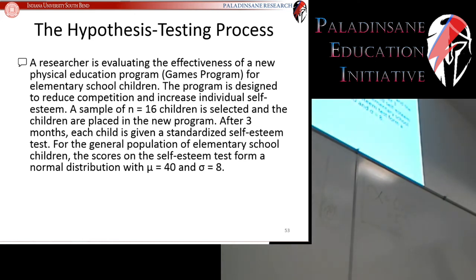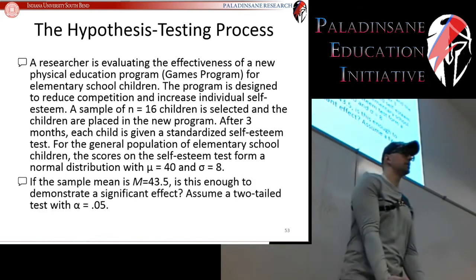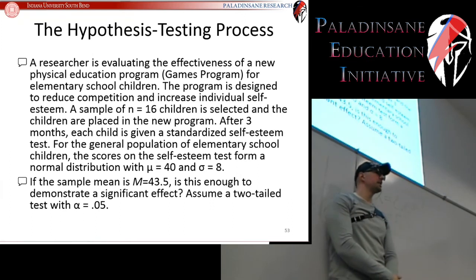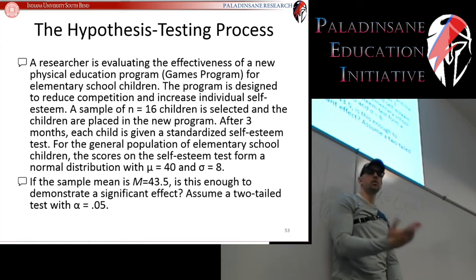So we put them into this program. After the 3 months, we give them this standardized test. And we find out that the sample mean for our sample of 16 students is 43.5. So is this enough to demonstrate a significant effect? We're going to assume a two-tailed test with an alpha of 0.05.